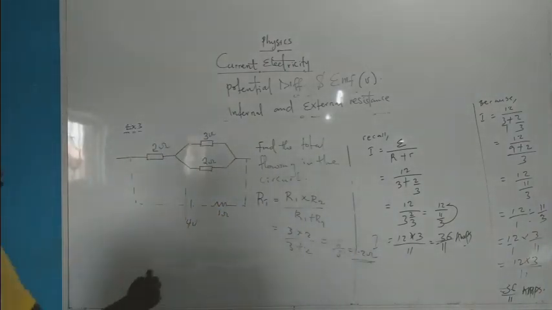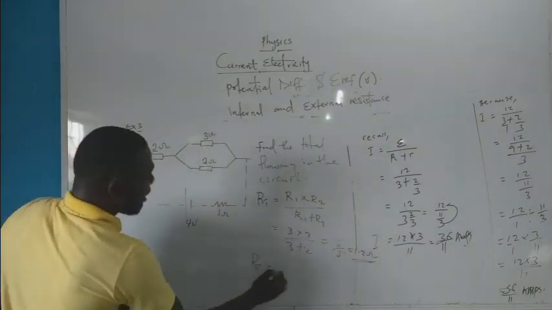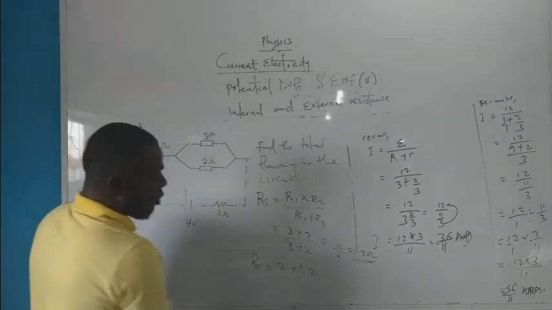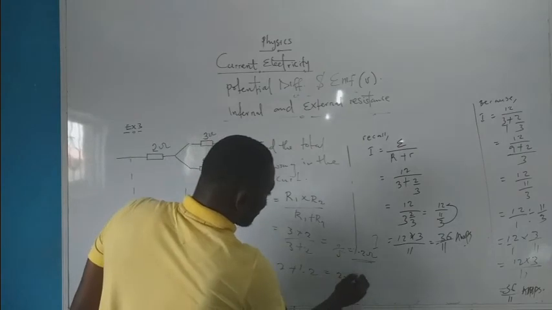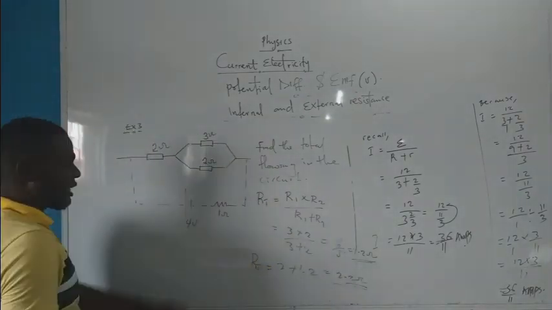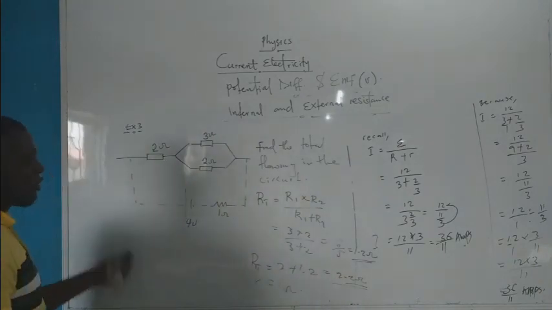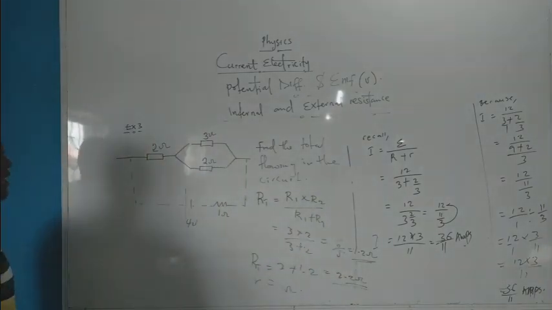So you can find the total now. R total would be 2 plus 1.2, that gives you 3.2 ohms, okay? This is the external resistance, and the internal resistance is 1 ohm. So what you need to do is slot in the values.